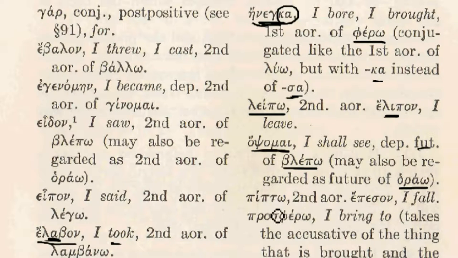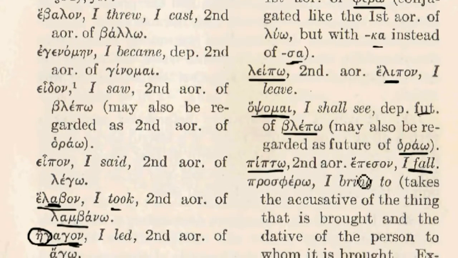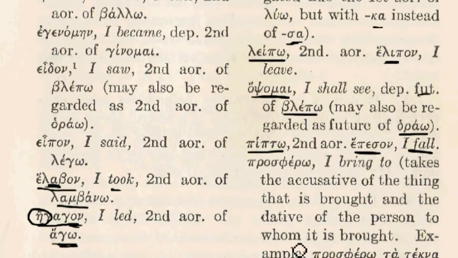And of course it forms the other forms of the conjugation just by adding the variety of endings that are appropriate there. Pipto, I fall, has a second aorist, epeson, I fell.